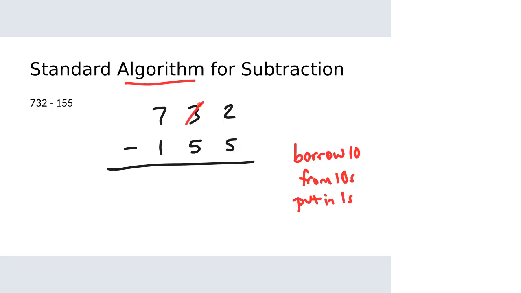So I'm going to reduce that by 1. That's 10 that I've knocked down there because that's the tens place. And I'm going to increase this by 10 because I've borrowed 10 from the column next to it.